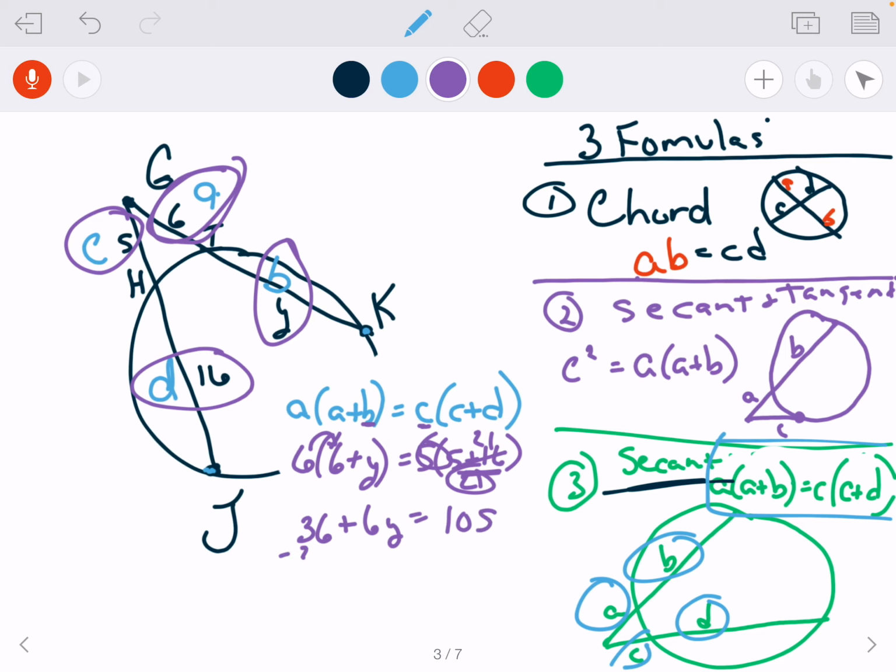So I'm going to subtract 36 from both sides. So 6y equals 105 minus 36. So I get 96, or excuse me, I don't get 96. I transpose my numbers, I'm a little bit dyslexic. So 69, and then I take my 69 and I divide it by 6. So y would equal 11.5 in this case.